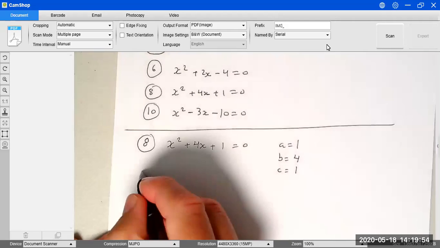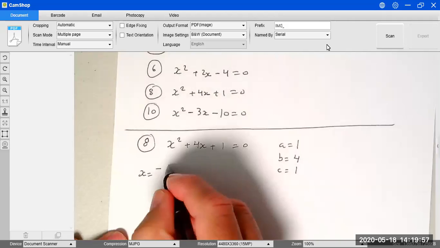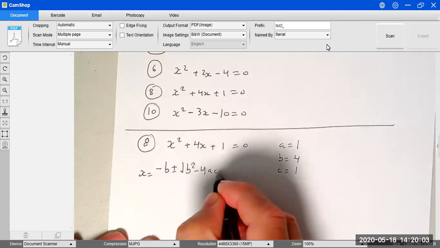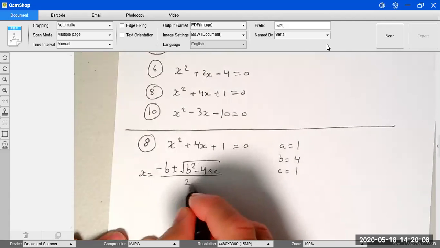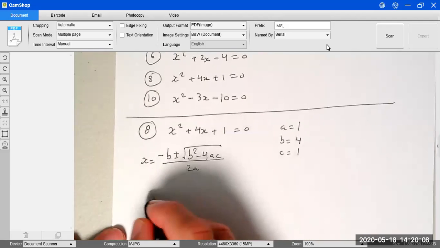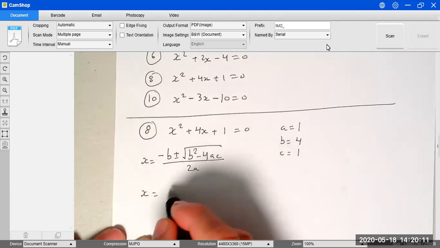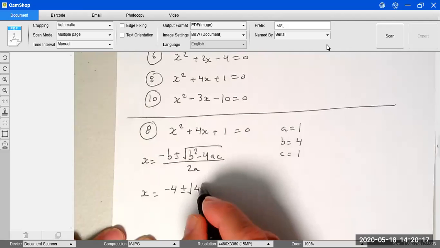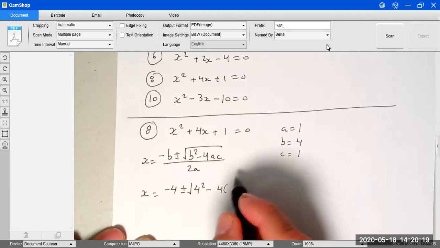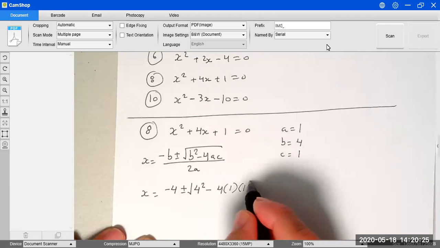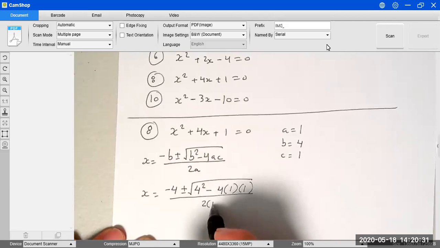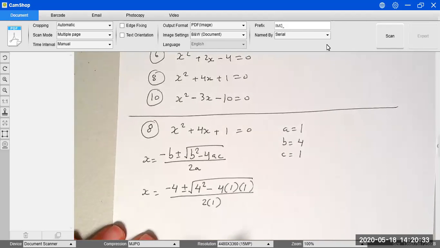Now we are going to be able to apply the quadratic formula, which is minus b plus minus the square root of b squared minus 4 times ac, and everything over 2a. So we have here minus b is minus 4 plus minus. Now b squared is going to be 4 squared minus 4 times a, which is 1, and c, which is 1, over 2 times a, which is 2 times 1.